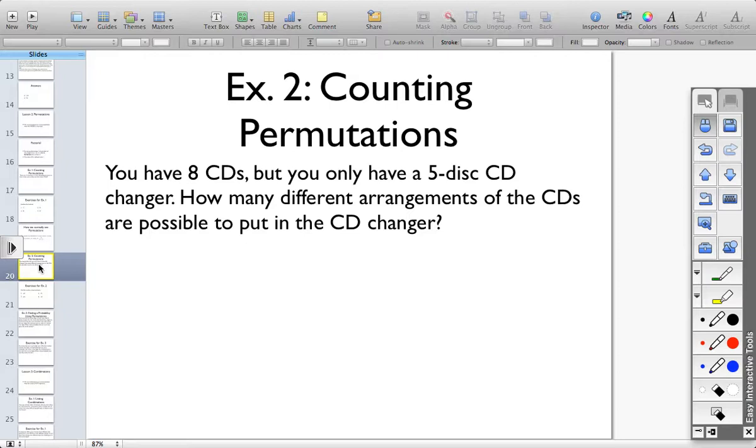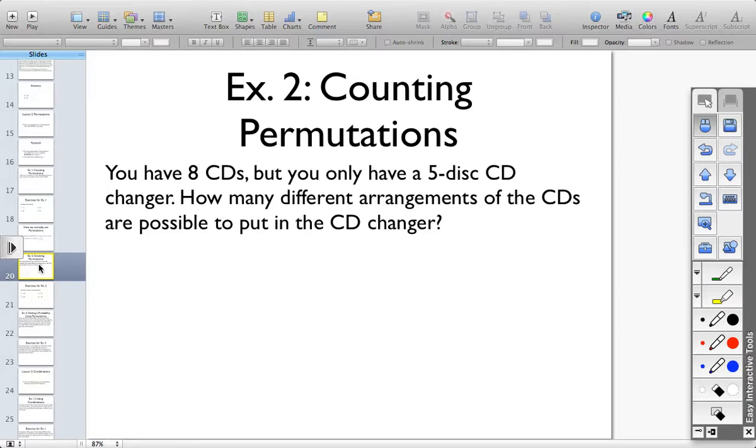Okay, so looking at this slide, you have 8 CDs, but you only have a 5-disc CD changer. Yeah, we're going old school. I don't think any of you even own CDs, but in case you do, maybe you'll understand this example. So how many different arrangements of the CDs are possible to put in the CD changer? Okay, so we're worried about the order because we want to play them in a certain order, old school playlist here. But I can only put 5 discs at a time, and I have 8 to choose from.